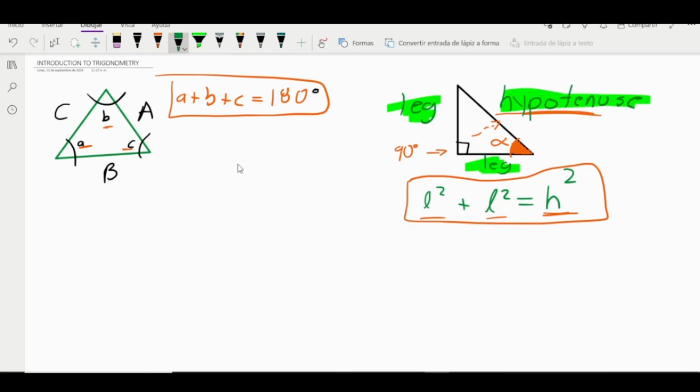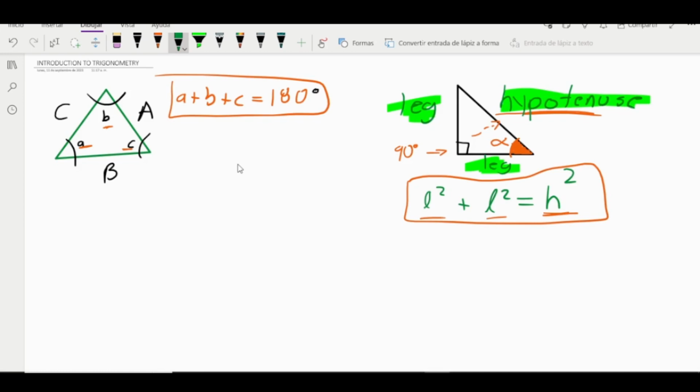the Pythagoras theorem. The idea of the Pythagoras theorem is that the sum of the squares of the lengths of the legs is equal to the square of the hypotenuse. In other words, the square of one side plus the square of the other side is equal to the square of the hypotenuse. And it's also important to identify, for example, what the length is here.